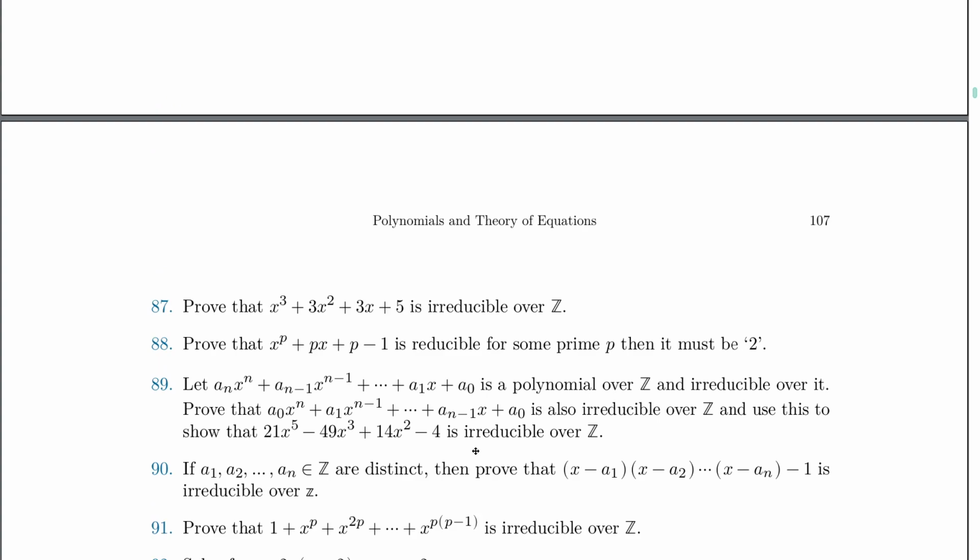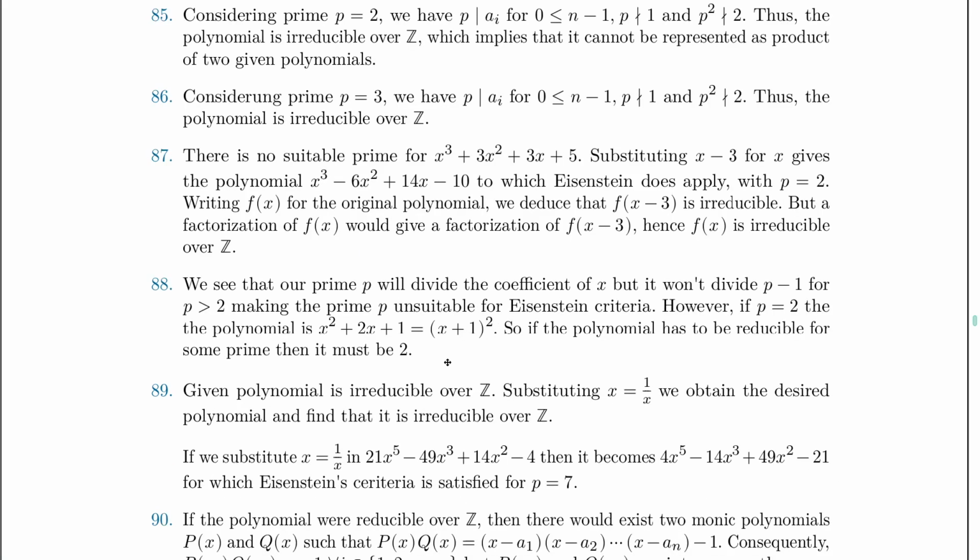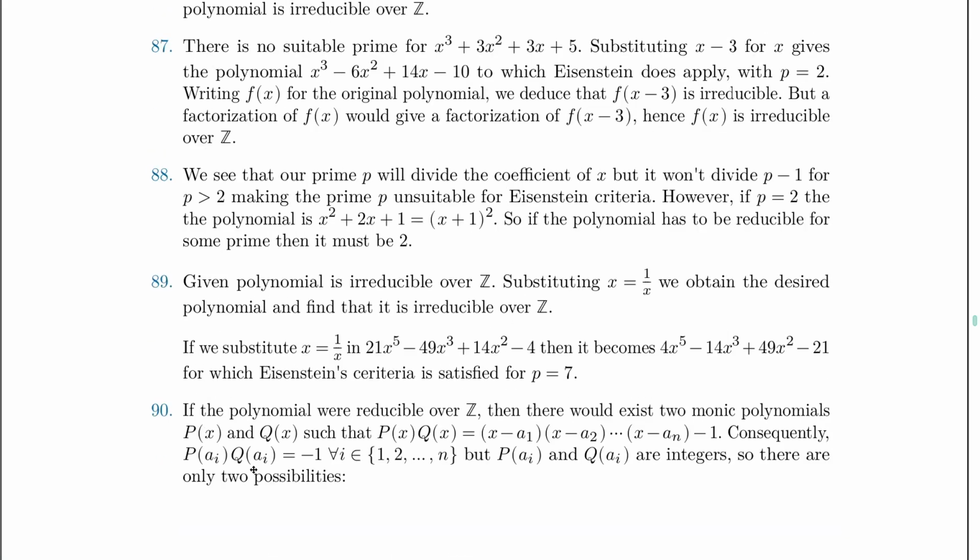Now we come to the last problem. Problem 90 says that if a1, a2 up to an are distinct elements of Z, then prove that x minus a1, x minus a2 up to x minus an, minus 1 is irreducible over Z. So the solution is, we take two monic polynomials p(x) and q(x) such that p(x) times q(x) equals that polynomial. If we substitute any of these ai as the root, then p(ai) plus q(ai) would be minus 1.